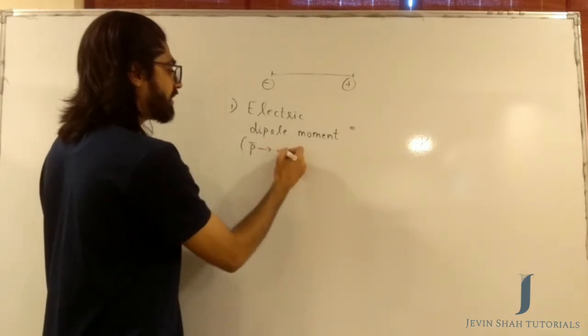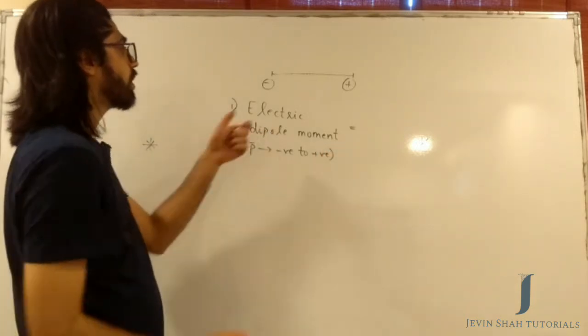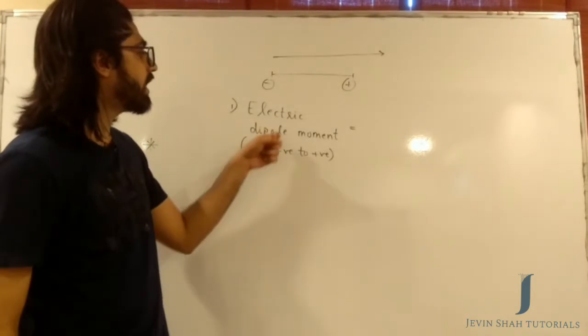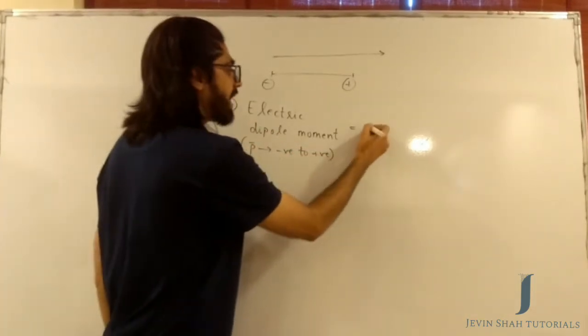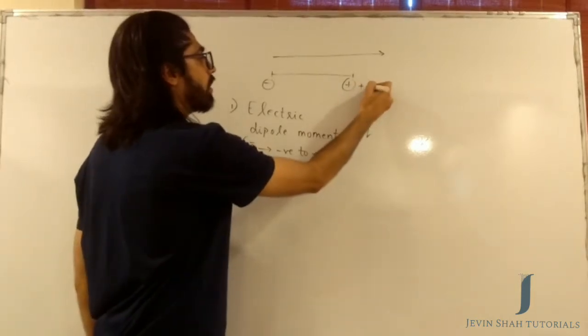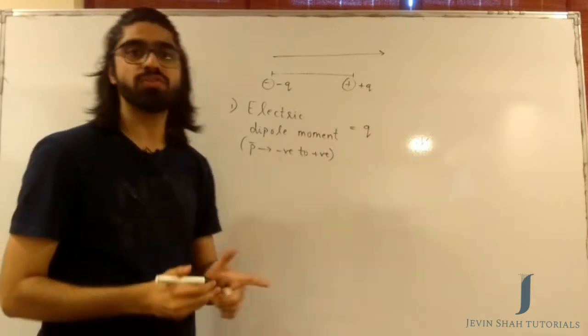That vector will be directed from negative to positive of the dipole. So the vector electric dipole moment will be like this. Now electric dipole moment is given by the magnitude of any one of the charges. So say, for example, this was plus q and this was minus q. So you just take the numerical value of the two charges.